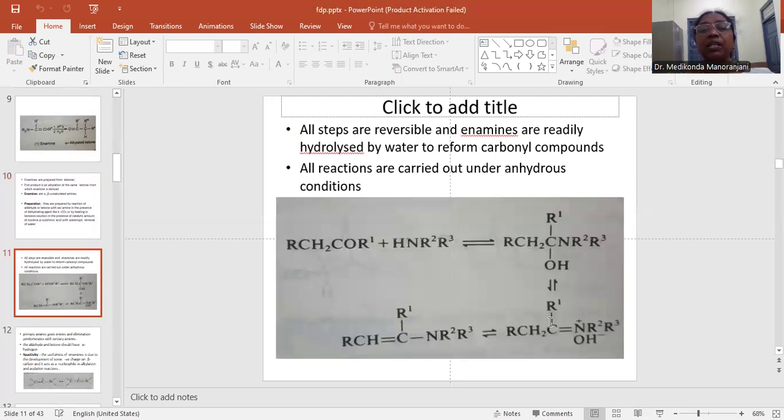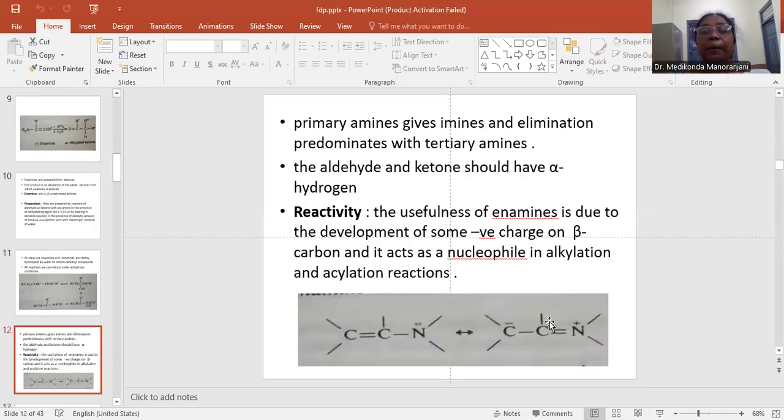All the steps in the enamine reaction are reversible and enamines are readily hydrolyzed by water to reform carbonyl compounds. So all reactions are carried out under anhydrous conditions. Primary amines give imines and elimination predominates with tertiary amines. The aldehyde and ketone should have an alpha hydrogen.